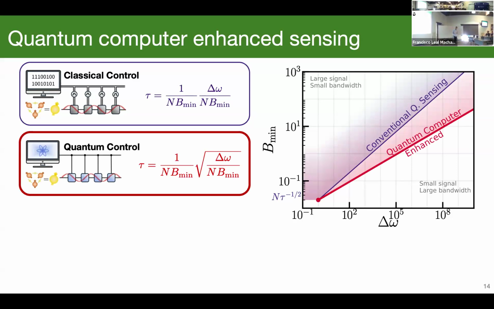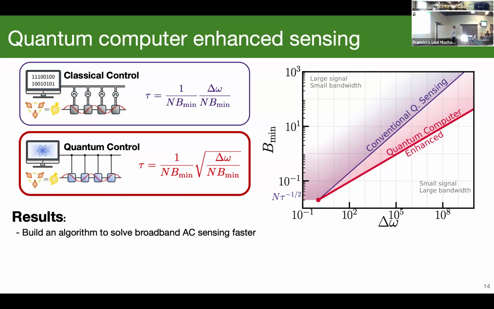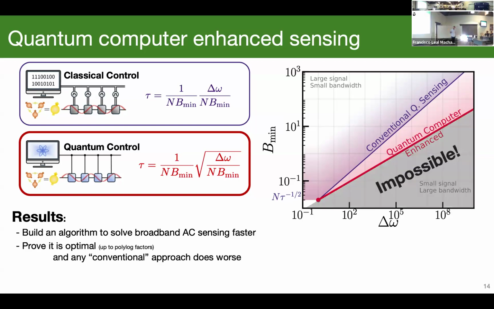And what I want to do today is build an algorithm and tell you exactly how you can do this. I want to show you, or allude to you, that it's actually optimal. We have limitations, much like the Heisenberg limit has a limit on how well we can sense. There's a limitation to how fast we can solve this problem. And our algorithm matches those up to polylogarithmic factors.